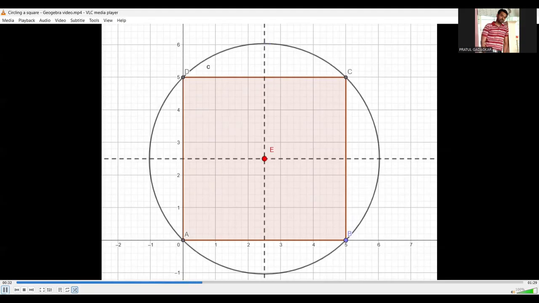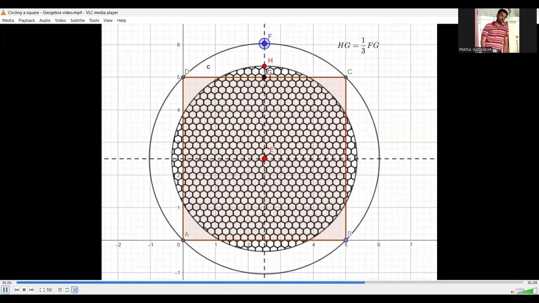This perpendicular bisector intersects the circle at point F, you can see that, and it intersects the square at G. So we are going to take 1/3 of this FG. This FG we are going to divide into three parts, and the length of one such part I am going to call HG. So the length HG is actually 1/3 of the length FG. And now we are going to draw a circle through this point with the center as E.